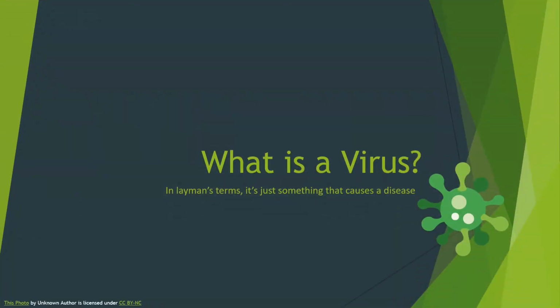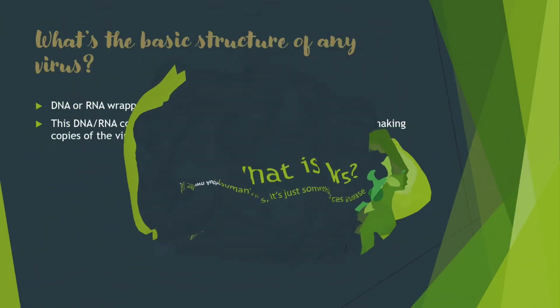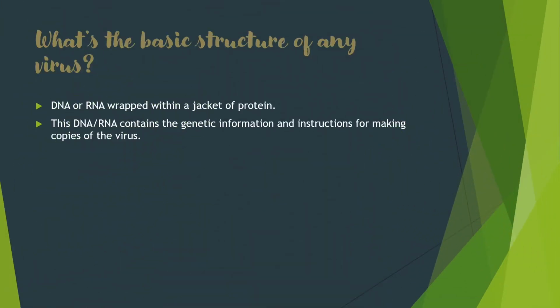What is a virus? In layman's terms, it is just something that causes a disease. What is the basic structure of any virus? All viruses are basically DNA or RNA wrapped in a protein jacket. This DNA or RNA contains the genetic information and instructions for how to make copies of itself.